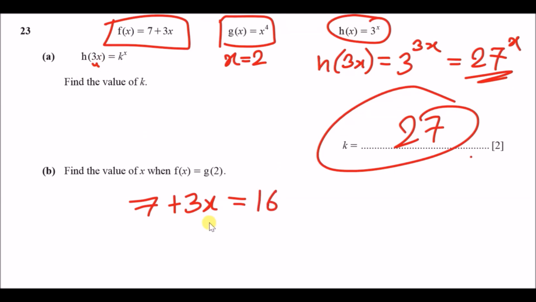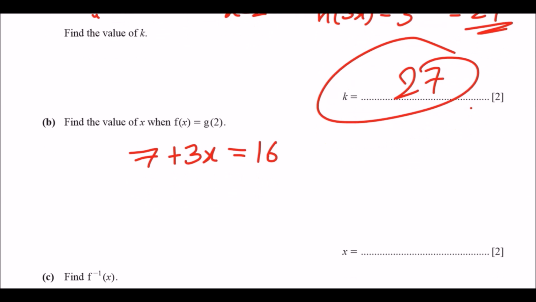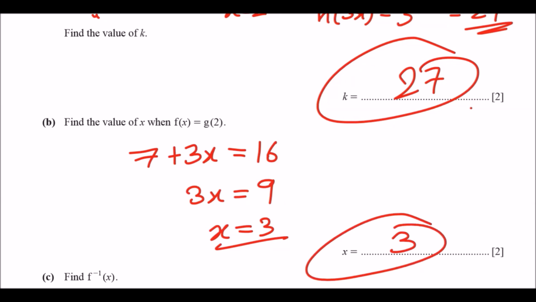Now all you want to do is just rearrange and solve for x. So to rearrange it nicely, we always have to move the 7. We will move the 7 across the equal sign by minusing 7. So it would be 16 take away 7, which is 9. And then to isolate x, we've got to divide by 3. So we're going to get 9 over 3, which is 3. And that's your answer, x equals 3.